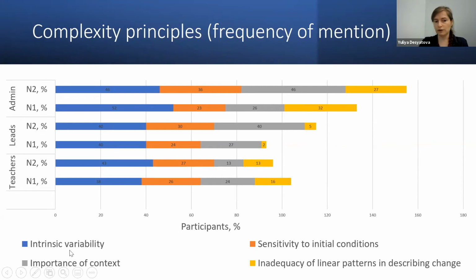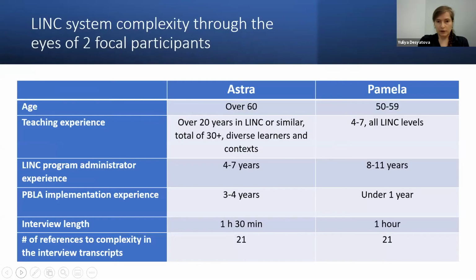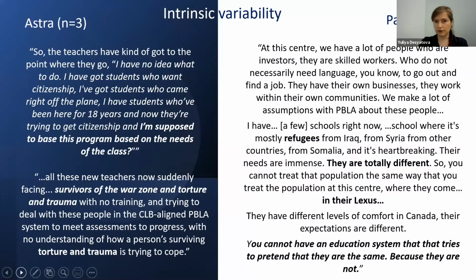As you can see again in blue, intrinsic variability was one of the most frequently mentioned things. Similarly, importance of context, and PBLA was seen overwhelmingly as unresponsive to the variety of contexts in particular classrooms and individual context of students. So these are the 2 focal participants. They chose pseudonyms of Astra and Pamela. You can see they are similar in age. They've had extensive teaching and administration experience. Astra mentioned during the interview, in total, she's been in the field of language teaching for over 43 years. She's since retired.